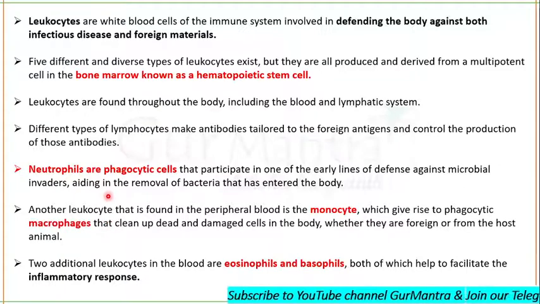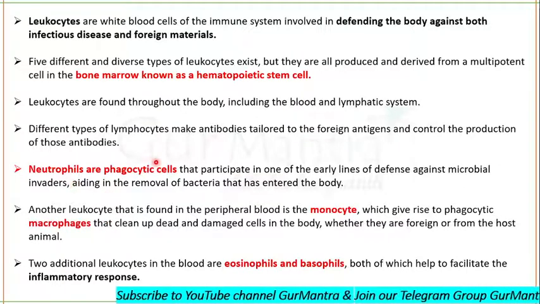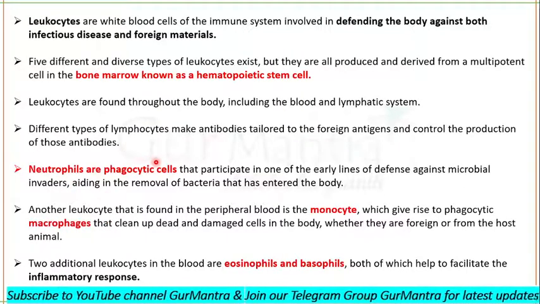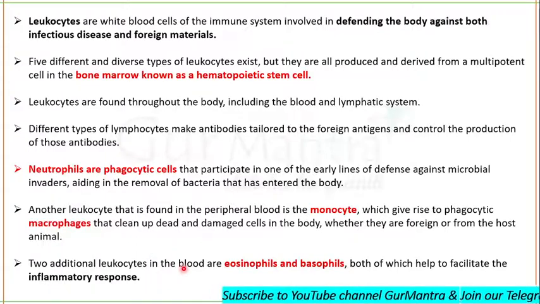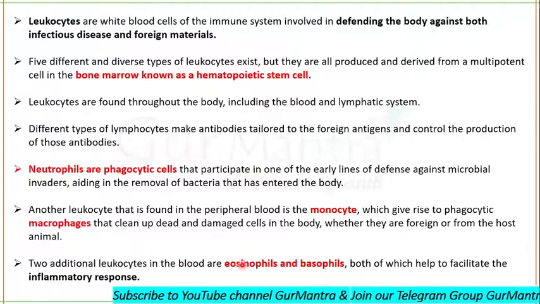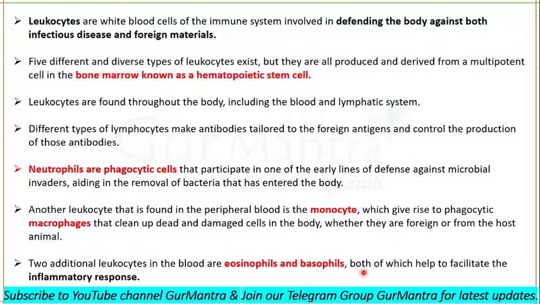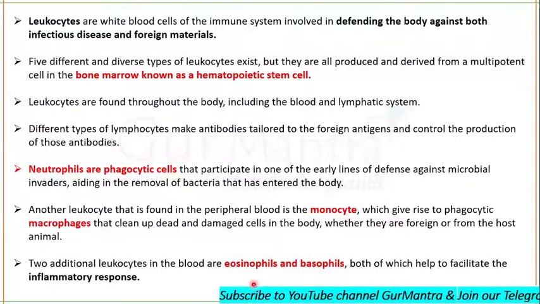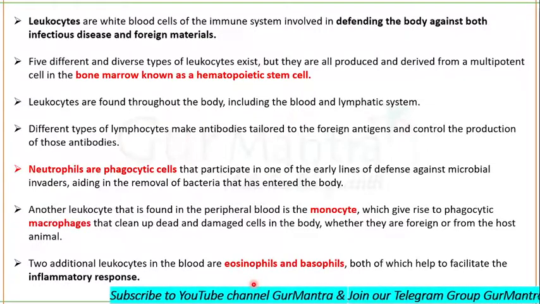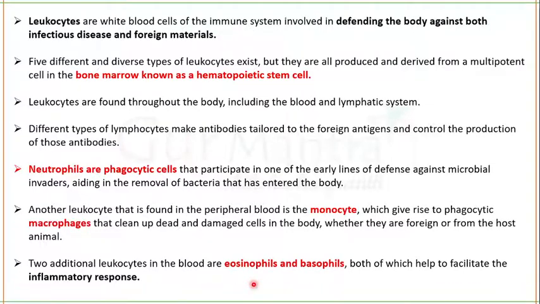Next come our granulocytes. First one is neutrophils. These are also phagocytic, and these neutrophils form the first line of defense. Then come two additional granulocytes, eosinophils and basophils. These are going to help to facilitate the inflammatory response. Now remember the function of each and every one of the leukocytes.